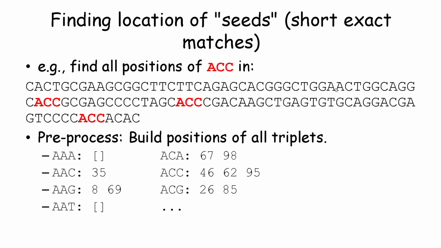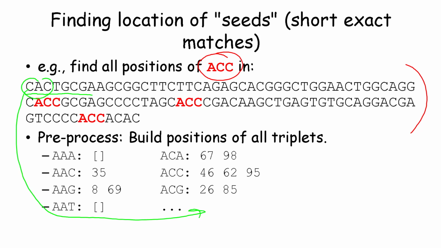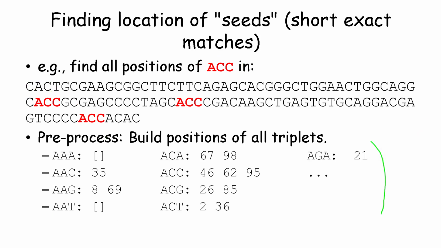Let's consider the problem of finding ACC within this long sequence. We would normally have to scan through the entire sequence to find where ACC is present. But we can also build an index to speed up such searches. We would go through the sequence once and record the positions of every triplet of characters. For example, as we scan this sequence, we would see a CAC. We would go to our table and record the location 1 for CAC. And then ACT, we would go in and record the location of ACT in the table. This table that we build is sometimes called a hash table.